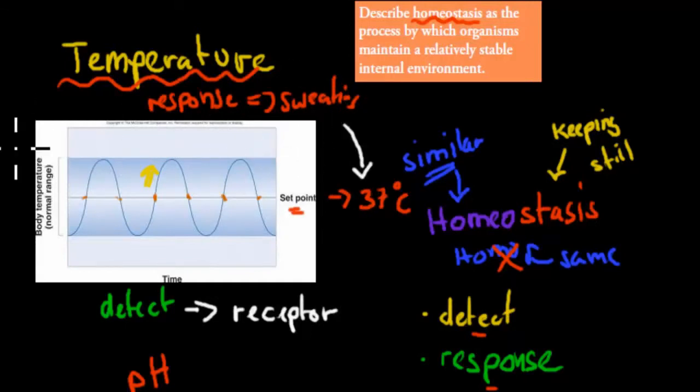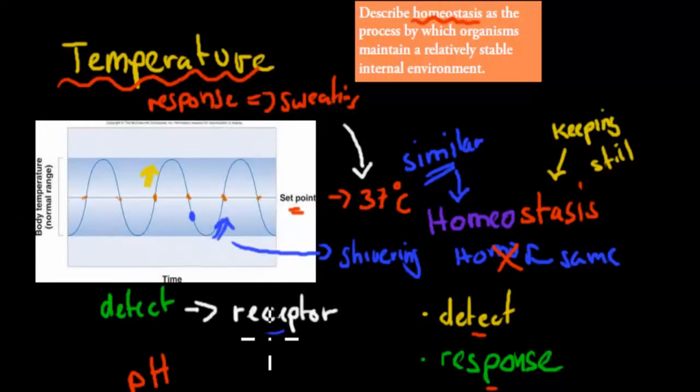If it's too low, our body first detects it through these receptors, and then brings it back up. One of the responses you can do this with is shivering. If we shiver, our body heat increases, so we might go from 36 back to 37. That's just two examples of how we can maintain that constant internal environment in terms of temperature. So we detect the change through receptors, and then we've got sweating when it's too high and shivering when it's too low to help us bring it back to 37 degrees Celsius.